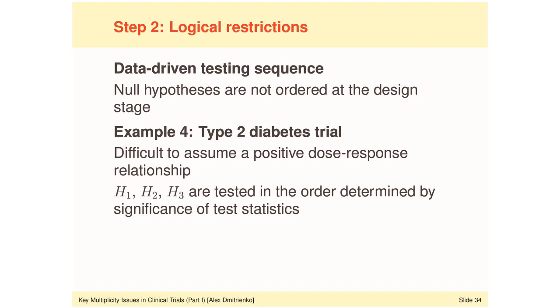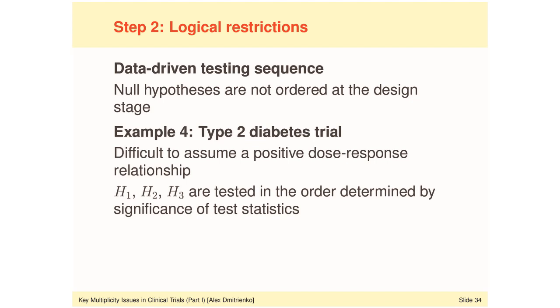Now, we will take a look at the same multiplicity problem, but from a different perspective. Let us assume that there is not enough information to order the null hypotheses of interest in this clinical trial. In this case, we will have to rely on a data-driven testing sequence when we build a multiple testing procedure. For example, if we take another look at example 4, and I intentionally use the same example so that we will have the same multiplicity problem as before, but the multiple testing approach may be different because the logical relationships among the hypotheses are different.